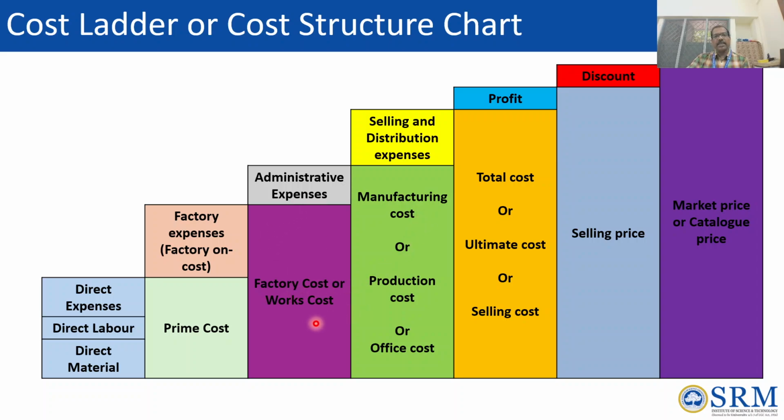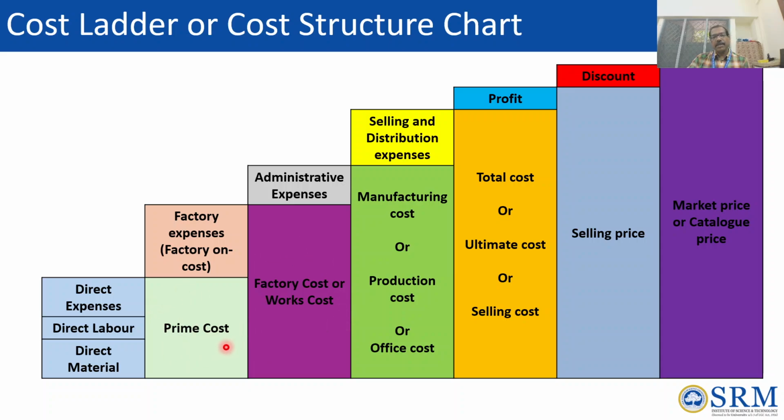Then what is meant by factory cost? It's the prime cost plus factory expenses. Factory expenses are completely different from administrative expenses. Factory expenses include your electricity charges, maintenance charges, and supervisors' charges. Again, these are indirect expenses. So if we add these indirect expenses together with the prime cost, we get the factory cost.